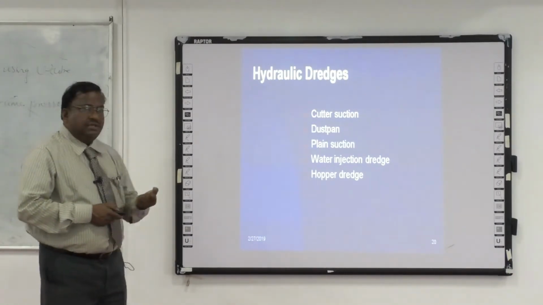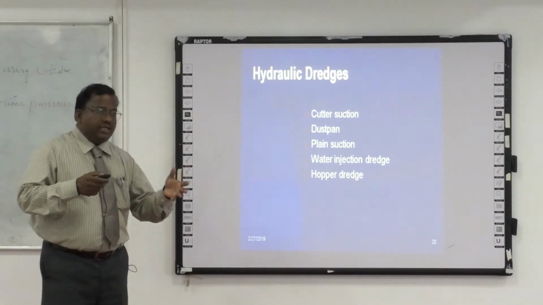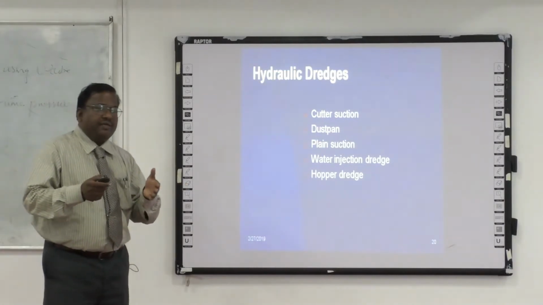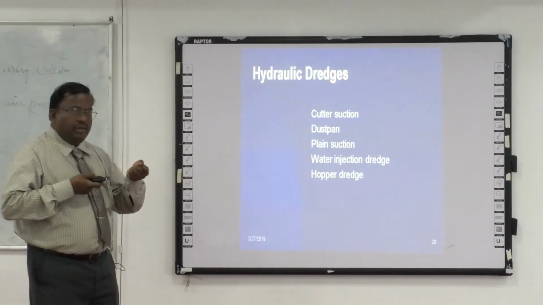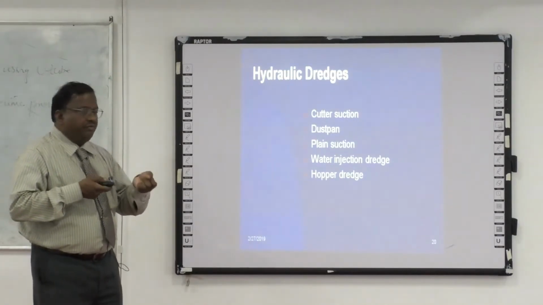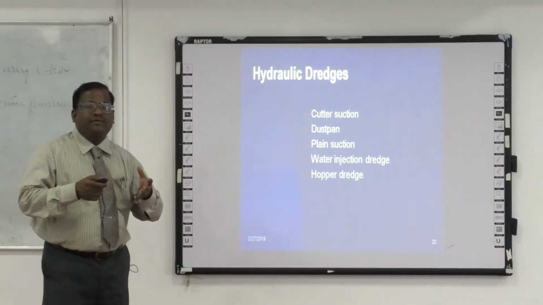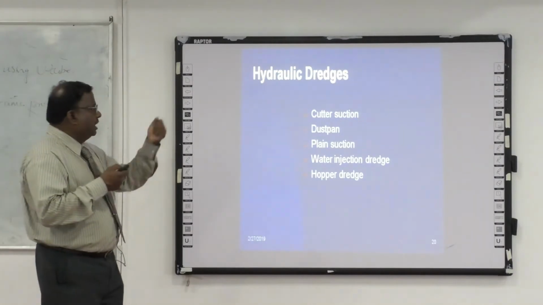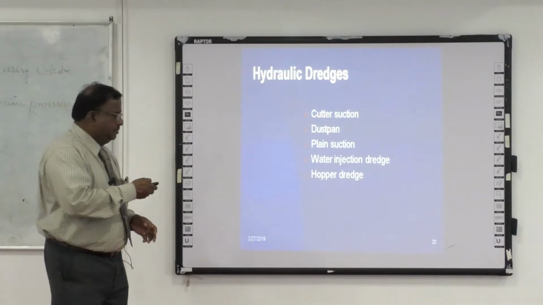Then water injection dredgers. These are very useful where there is a mixture of a rocky phase as well as the soil, an interface. When there is a rocky interface with the sediments, if you want to lift that rock, we may inject the water in between the gaps so that the rock mass will get loosened, and then it can be removed through the hydraulic system. Hopper dredgers are also similar to that.